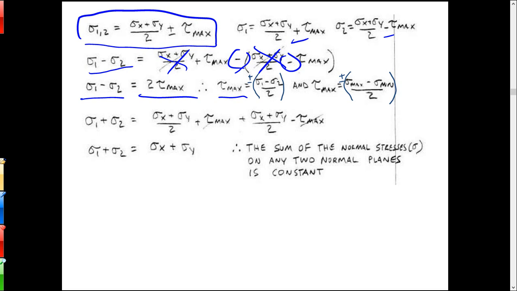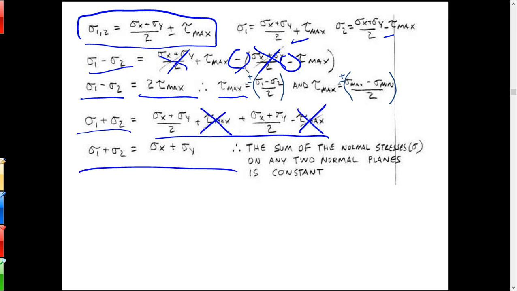And then the other formula that we use sometimes is if we add sigma 1 and 2, we get sigma x plus sigma y over 2 plus tau max, plus sigma x plus sigma y over 2 minus tau max. The plus or minus tau maxes cancel. We get sigma 1 plus sigma 2 is sigma x plus sigma y. And that's that shortcut formula for finding one of the normal stresses when you have the other. Okay, and that's formula 31. So that's where those come from.